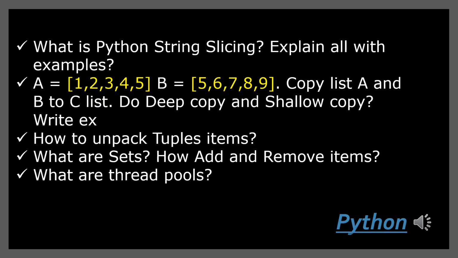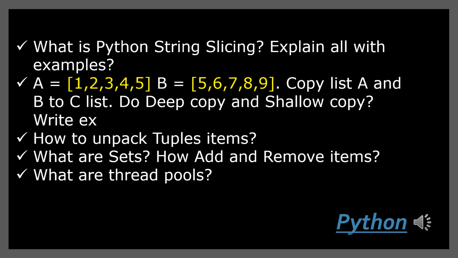Python questions. The first question is, what is Python string slicing? Explain all with examples. We have a lot of string slicing operations, so we need to explain all of those with examples. The second one is, we have two arrays, A and B, and we need to copy them to list C. So we need to merge two arrays into a single list, and we also need to explain what is deep copy and shallow copy.